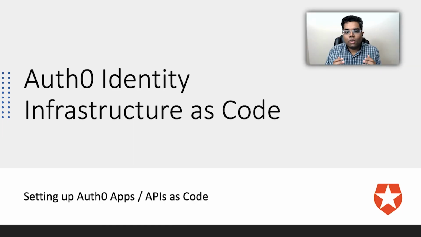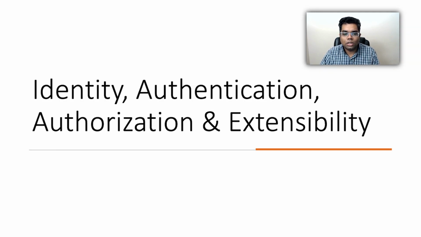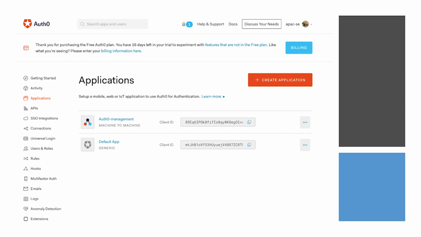Let's see how we can implement this infrastructure as code to build the Auth0 identities, to set up the Auth0 application or API as code. Auth0 is a one-stop solution for all your authentication needs, including identity, authentication, authorization, and extensibility of your identity. So the Auth0 dashboard looks like this.